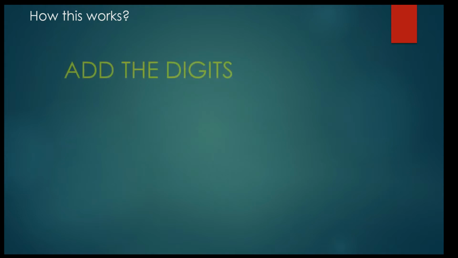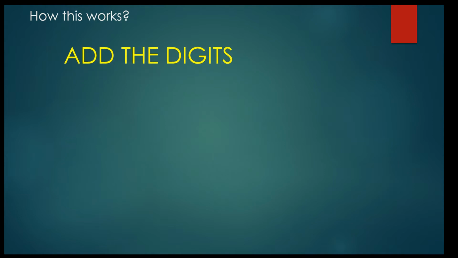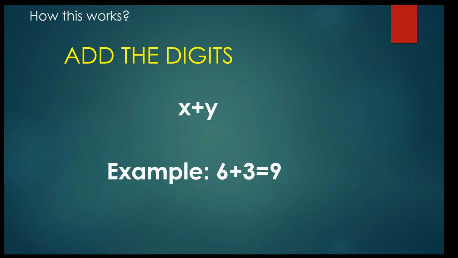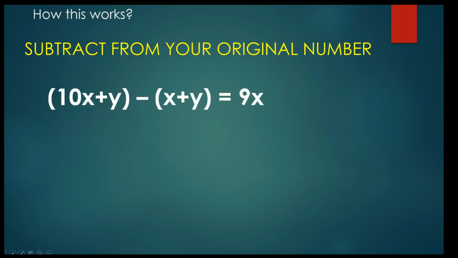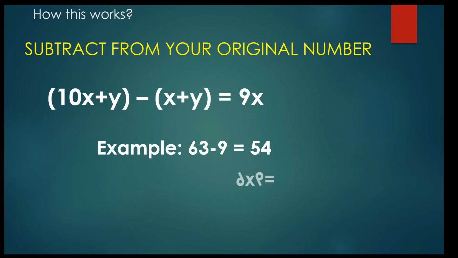So next step, add the digits. So x plus y. Our example is 63. So the digits are 6 and 3. So 6 plus 3 is 9. So next step is subtract from your original number. So our original number is 63 minus 9. It is 54. So 54 is a multiple of 9.